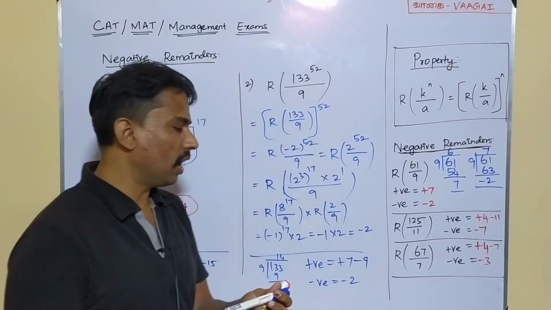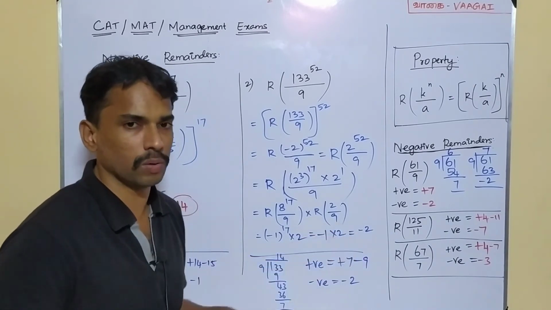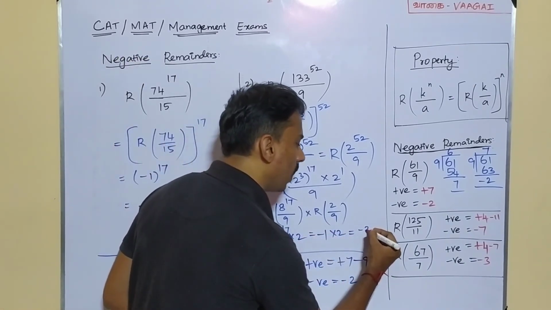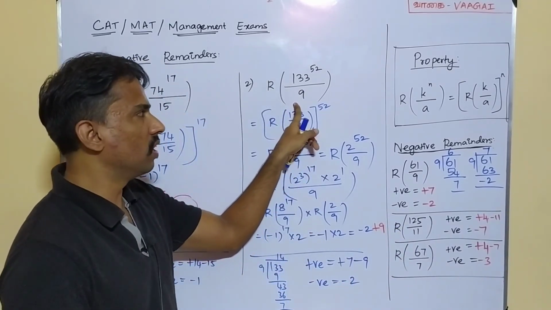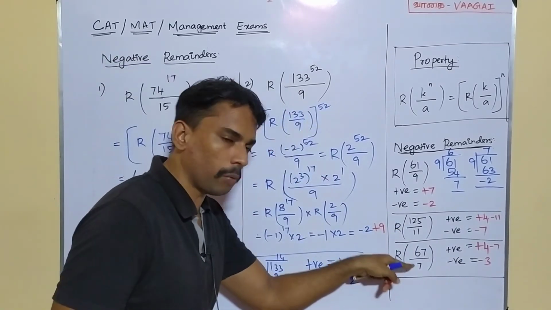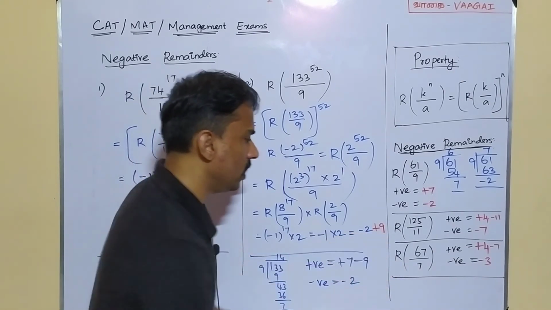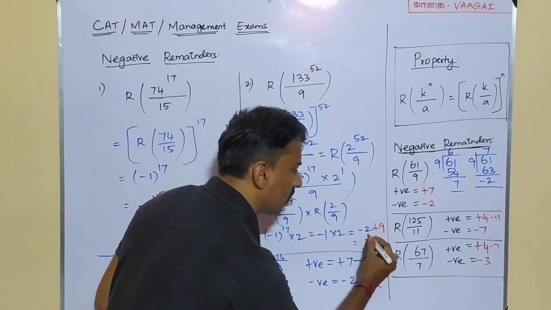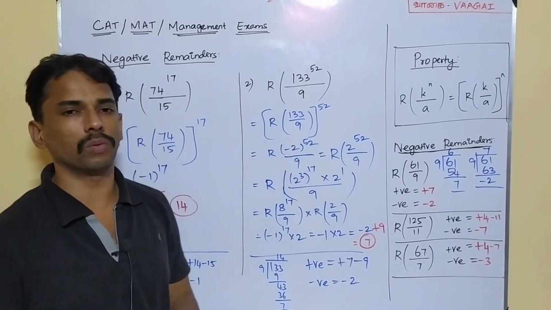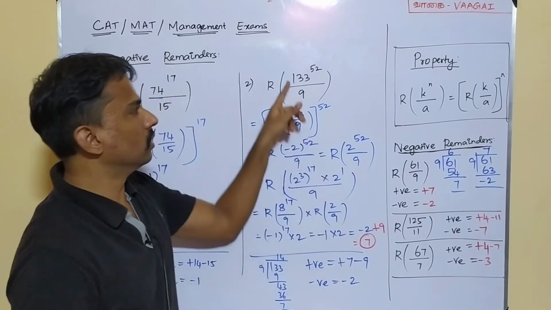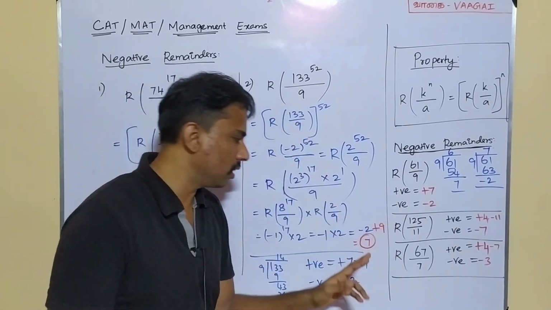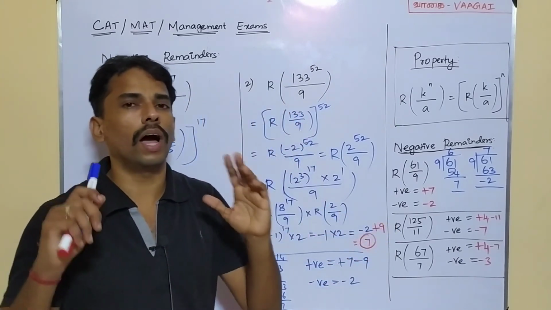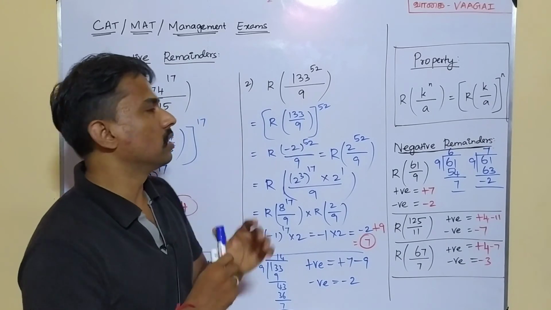But since we expect our answer in terms of a positive remainder, what we should do? Just do minus 2 plus 9, because with 9 only we are dividing. Finally our responsibility is to convert into a positive remainder, right? So minus 2 plus 9, you will have plus 7, and that plus 7 stands for the positive remainder. And of course this 133 raised to power 52 when divided by 9, the remainder is going to be plus 7. So answer is 7 for your second question.